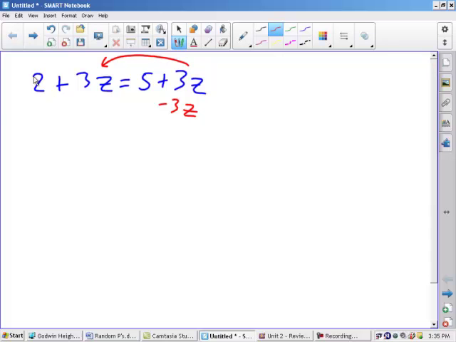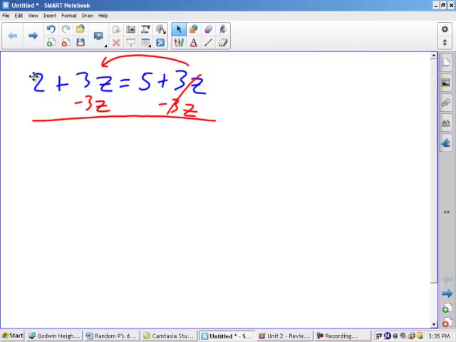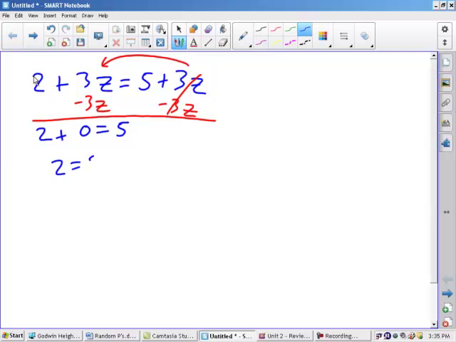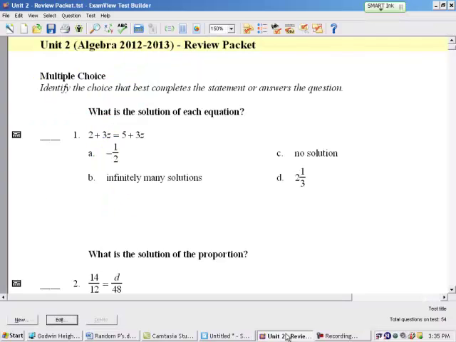I need to then subtract, so it's the opposite of adding. And then what I get is this cancels out. This cancels out, or I get 2 drops down, and this gives me 0, or just cancels out if you'd like to call it that too. Don't need the 0 anymore, so you can just write 2 equals 5, and that is not true. 2 is never equal to 5, so that means there is no solution. So looking back, that was choice C.